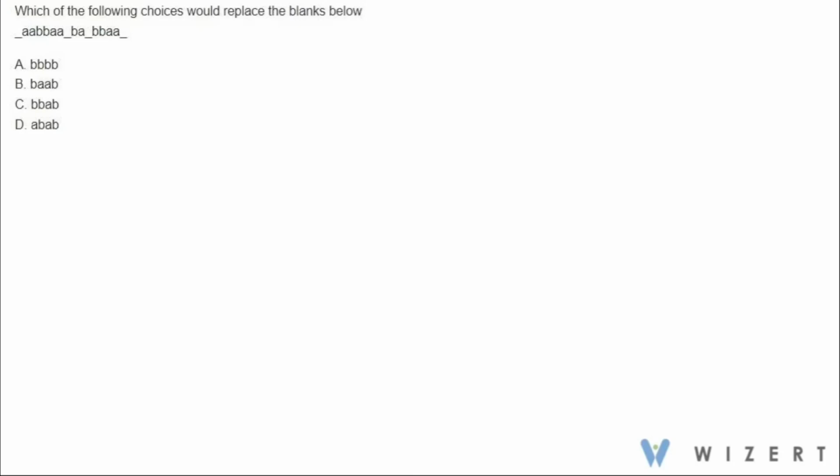We have this question here. Which of the following choices would replace the blanks below? If we observe, here we can see the pattern. So A A B B A A is the pattern followed in the given example.